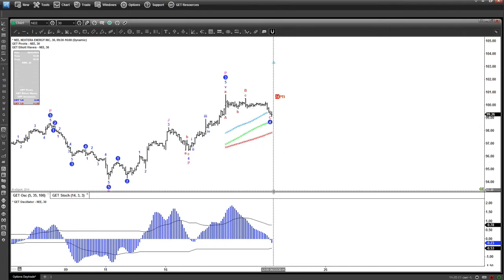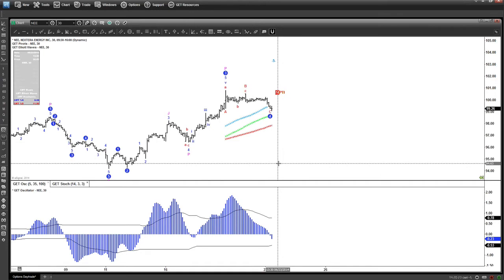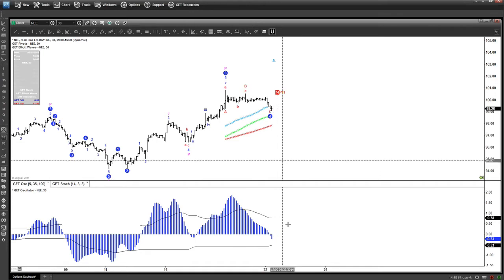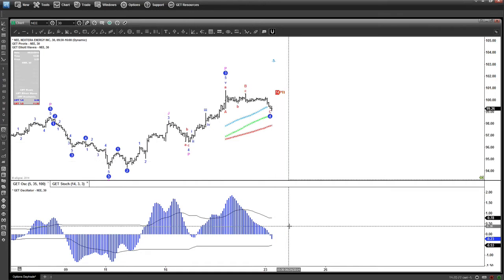Now, the biggest tool that we use for Elliott Wave analysis in AdvancedGet is the study that you see in the bottom of your chart. It's called the Elliott Wave Oscillator. Now, this oscillator, all it is, is a price oscillator. It's the difference between two moving averages, a 5 period and a 35 period. Simple moving averages, it's a price oscillator.